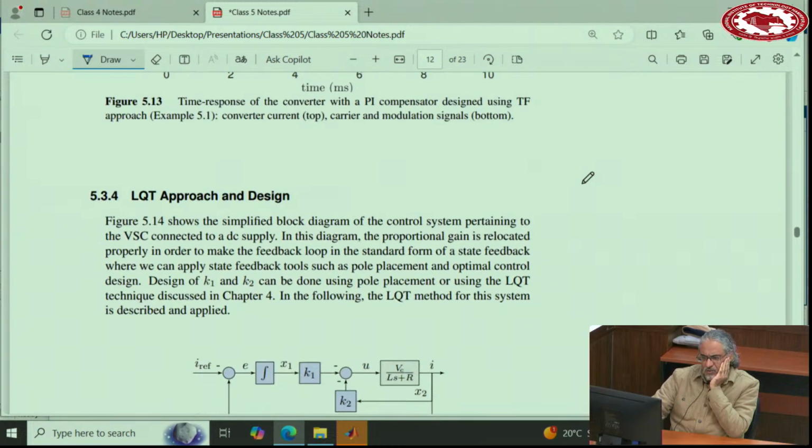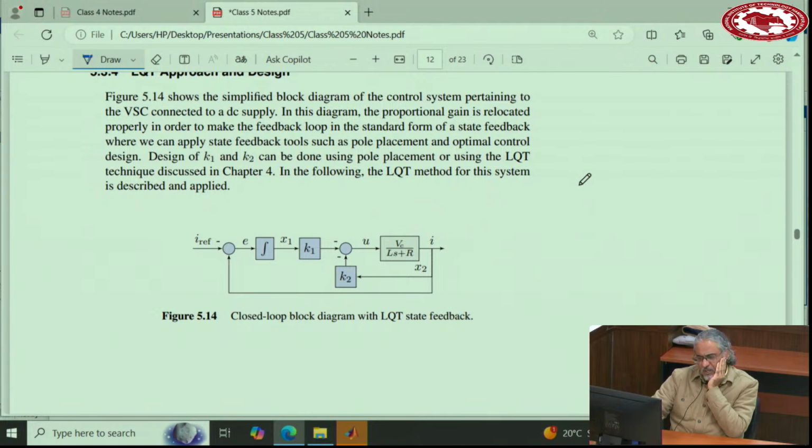Now let's design the same controller using LQT, or linear quadratic tracker, that we just discussed earlier in the previous class. If you want to use that one, the system has one state variable, that is the current. Very simple. So you multiply into this K, and then you put one integrator, and then you multiply into another K, and then add them together. Right? That's basically that block diagram that we discussed at the end of the previous class. So how to find K1 and K2?